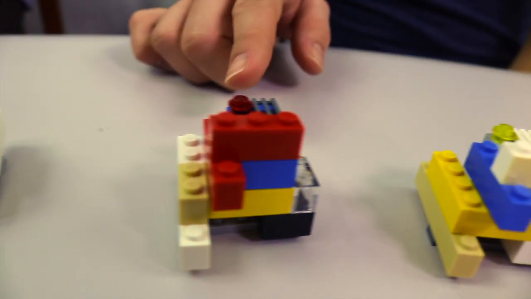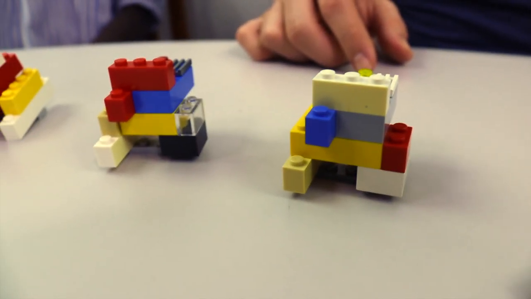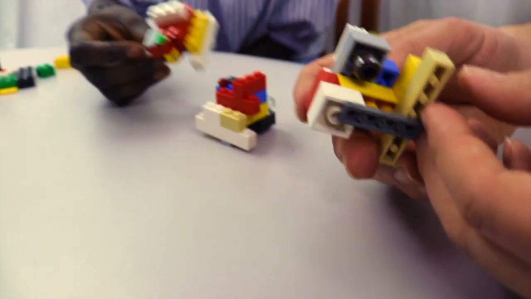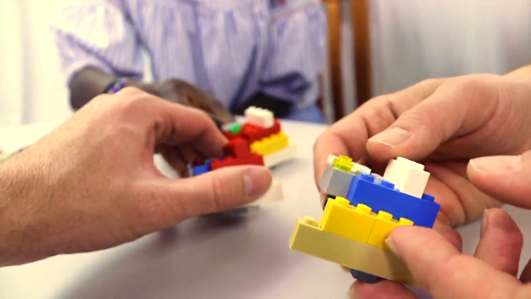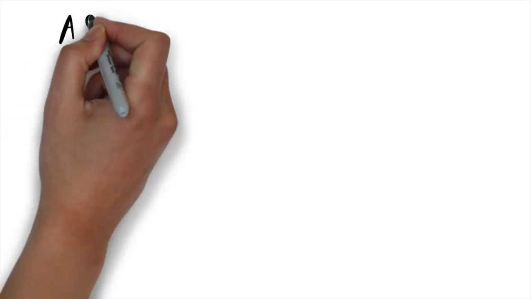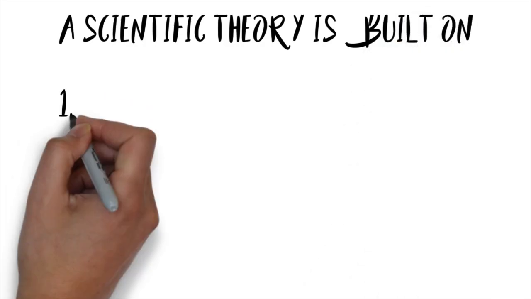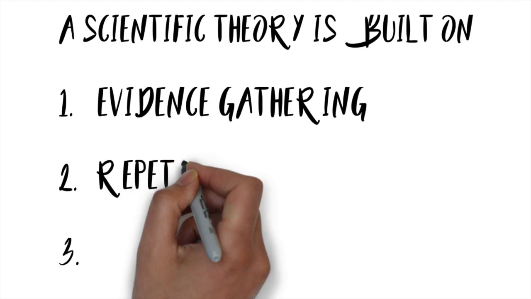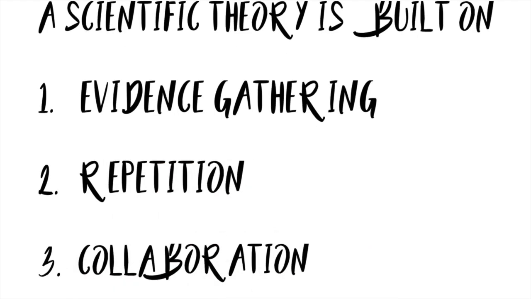After lots of evidence gathering, repetition, and collaboration, we are pretty sure these Lego models are correct. Maybe we all missed something about the structure, but we are pretty darn sure that we've got this right. The color is probably wrong, but we definitely got the gist of that mystery structure. A scientific theory is the same thing. After lots of evidence gathering, repetition, and collaboration, we are pretty sure our scientific theories are correct.